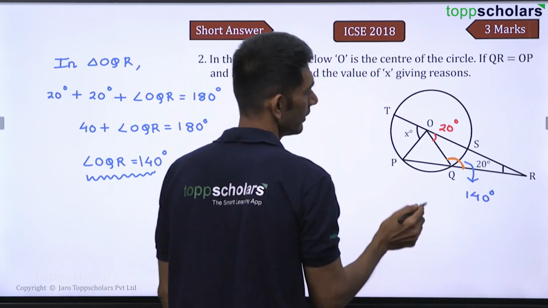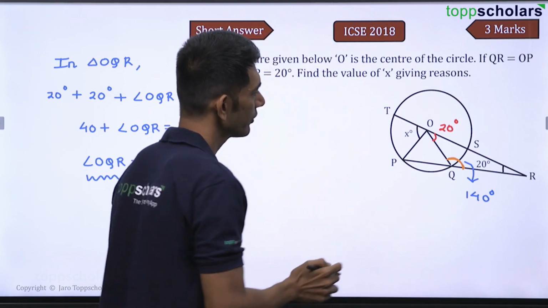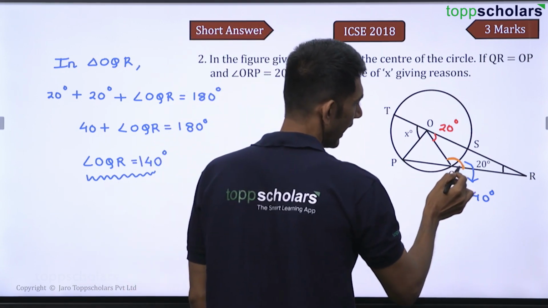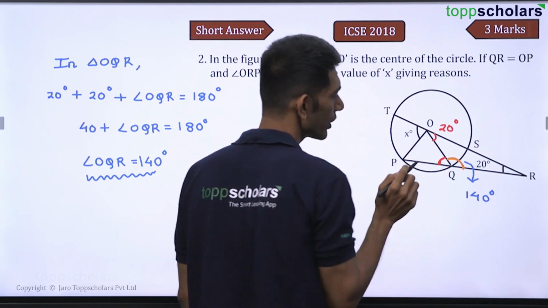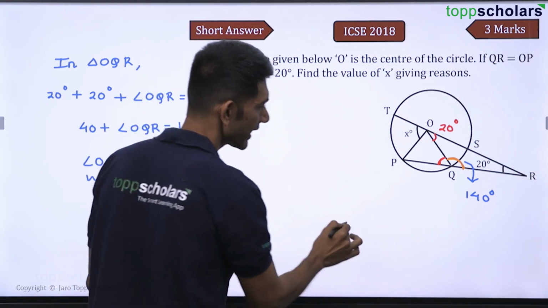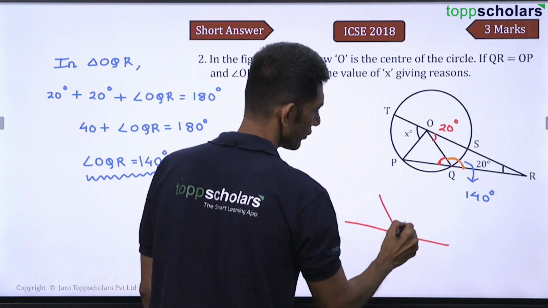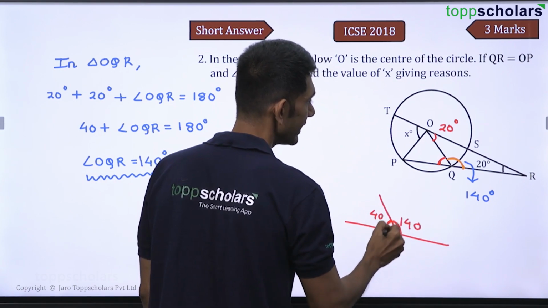Now can I say if this is 140, correct? If this is 140 and this is a linear pair angle, right? So can I find out Q? So Q will be what? The inner part. We have a straight line, right? And we have like this. So if this is 140, the inner part is going to be 40 because they are in linear pair.